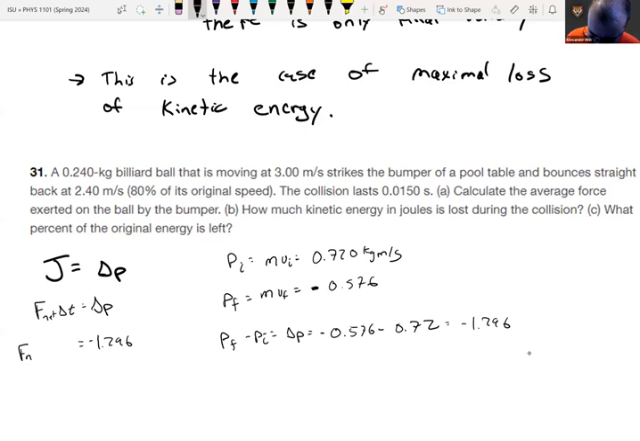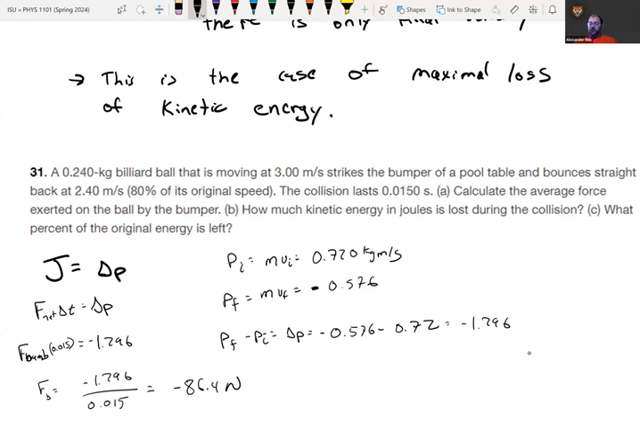And then your F net, this would just be F of the bumper, because that's the only thing that exerts a force on it during this collision. And the delta T was 0.150. So F bumper is equal to negative 1.296 divided by 0.150, and that will give you a negative 86.4 newtons.